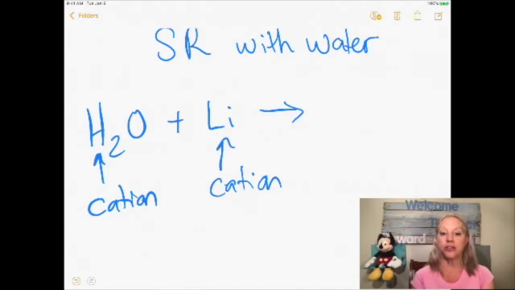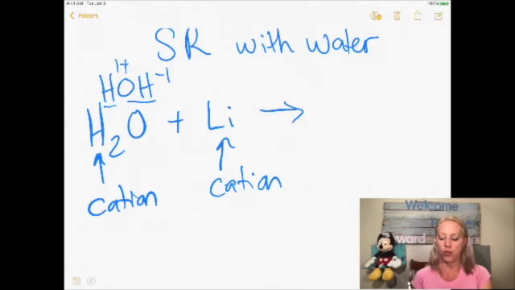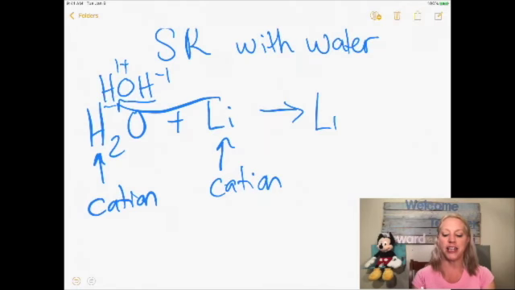The easiest way to do this is to break apart water as HOH, meaning hydrogen and a hydroxide group. In this case, hydroxide has a -1 charge and hydrogen has a +1 charge. So we can have lithium replace the hydrogen. In this case, lithium will bond with hydroxide and hydrogen will be by itself.